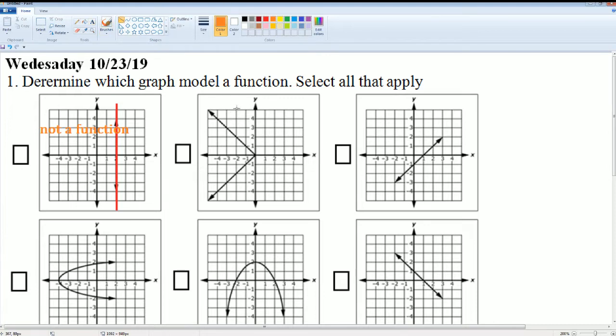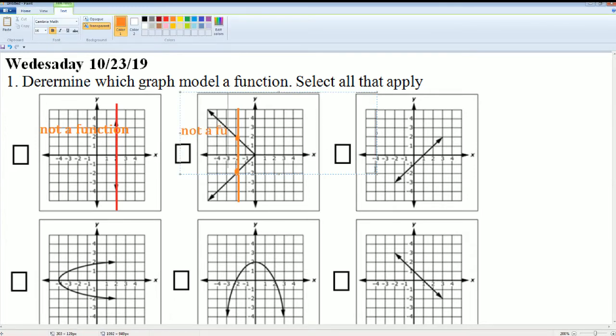And then what about this one? Let's draw a line straight down. How many points did it cross? It seems like it crossed here, that's one, and it crossed here. So you would say this one is not a function.